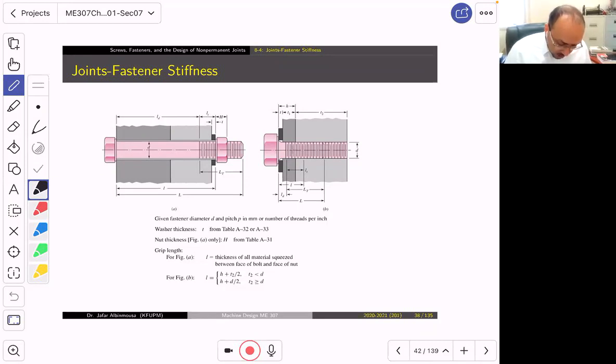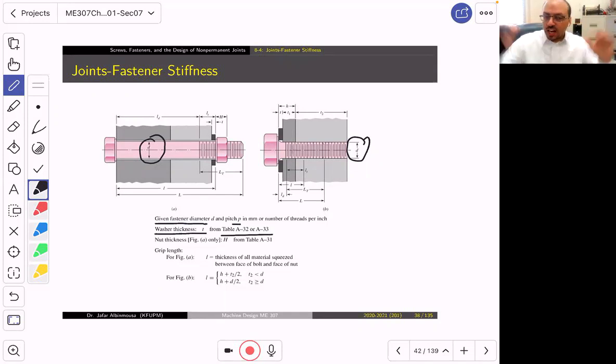It says here that given a fastener diameter D, look at D over there, that's the nominal diameter of the bolt, and a pitch in millimeters, or the number of threads per inch, which is capital N for the inch system. The washer thickness t can be obtained from tables A32 and A33. Those tables tell you that for a certain bolt, the washer is this size, and you will know the details: the thickness of the washer, the diameter of the washer, and so on. Don't worry, we will go through these as we move on. They will not be strange. They will become like table A20 to find the yield strength and the ultimate strength.